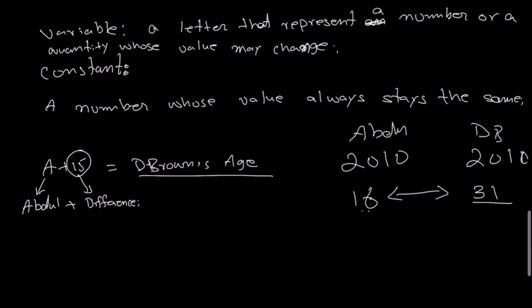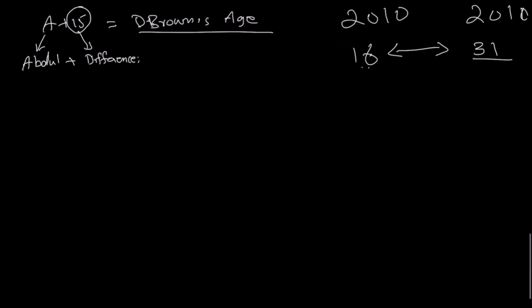The variable is a letter that represents a number or a quantity whose value may change, which we see changes right here. Okay, and let's move on.